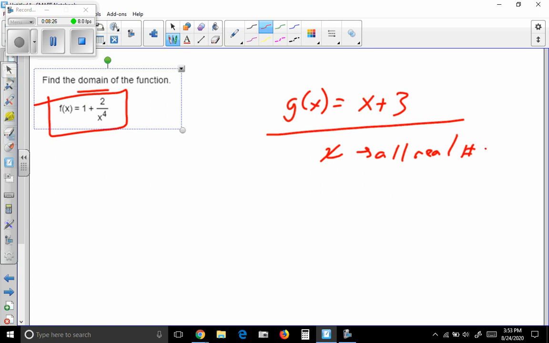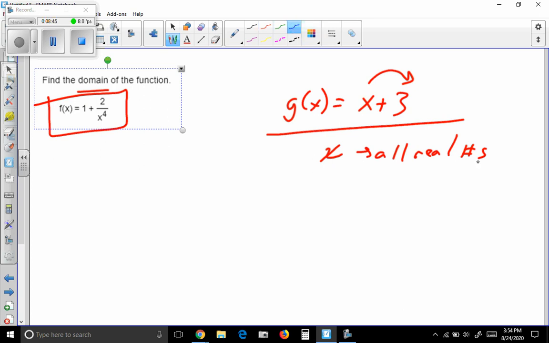Well, why can x be all real numbers? Any number you pick, you can add 3 to it. Make up any number, and you can add 3 to it and get an answer. There's not a number in existence that you can't add 3 to.